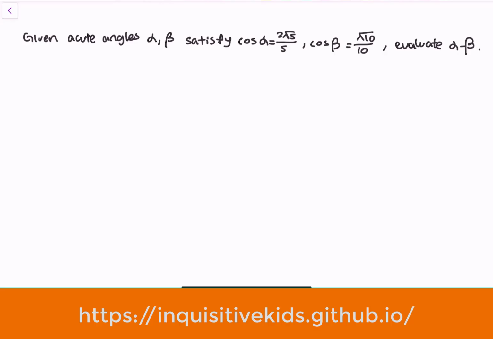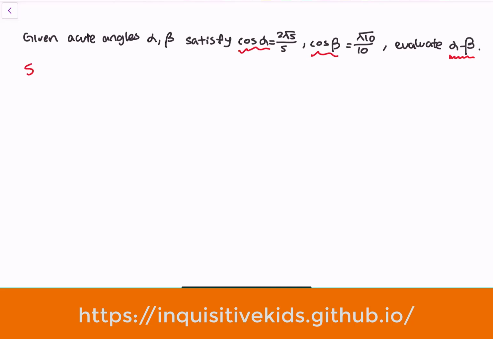We're given that two acute angles, alpha and beta, satisfy cosine of alpha is equal to 2 times the square root of 5 over 5, and the cosine of beta is equal to square root of 10 over 10. We want to find what is the value of alpha minus beta. Let's see how we can rewrite an expression that includes alpha minus beta using what we know, which is cosine alpha and then cosine beta.